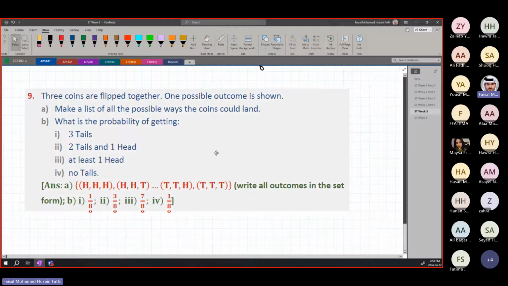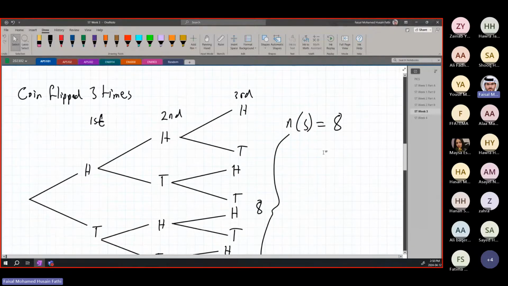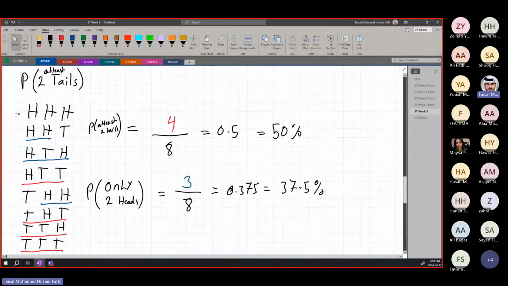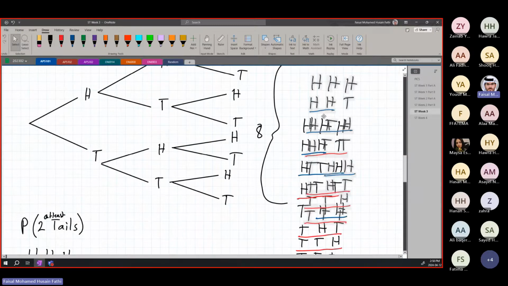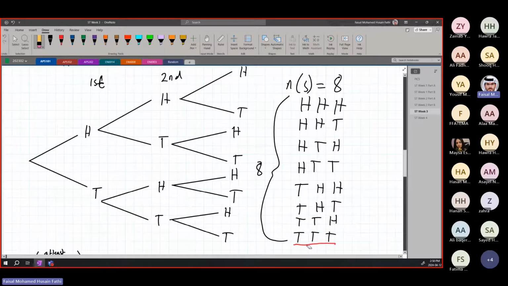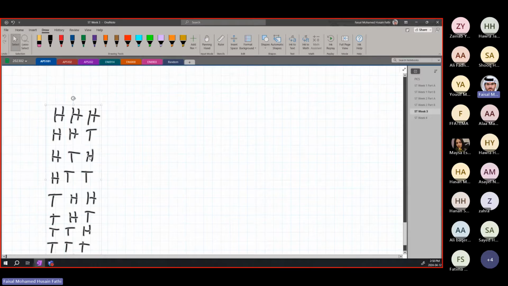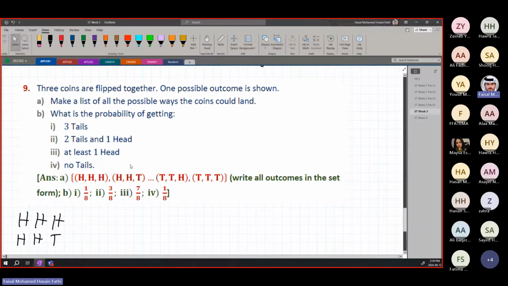Then make a list of all the possible ways the coins can land. So we have already done that earlier on here. These are all the possibilities that can occur. Let me just copy paste this up here. So these are all the possibilities that can occur for 3 coins that are being flipped. We have already identified it. So these are all the chances, which is head, head, head; tails, head, tails; head, head, tails; tails, tails, head; head, tails, head; tails, tails, tails; head, tails, tails; tails, tails, tails.